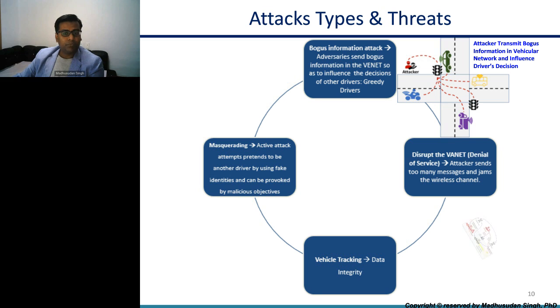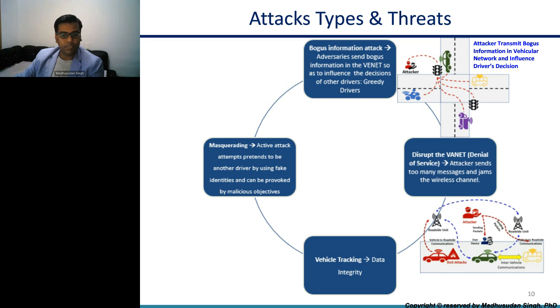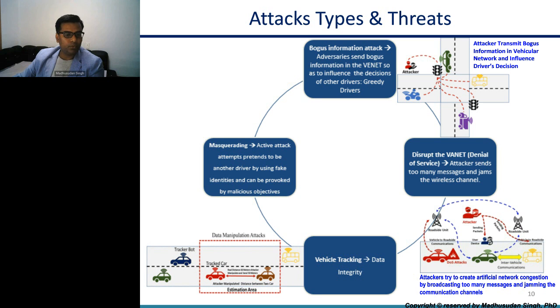Then we have disrupting the VANET, denial of service. Here, attackers try to create artificial network congestion by broadcasting too many messages and jamming the communication channels. Then we have vehicle data integrity. For data manipulation, we need to verify the information being exchanged between two vehicles, that it is not manipulated data and it is real data.